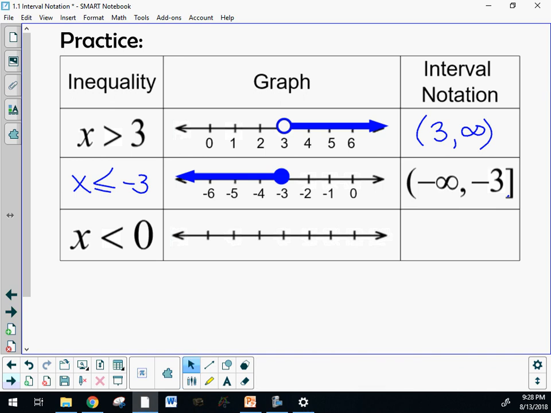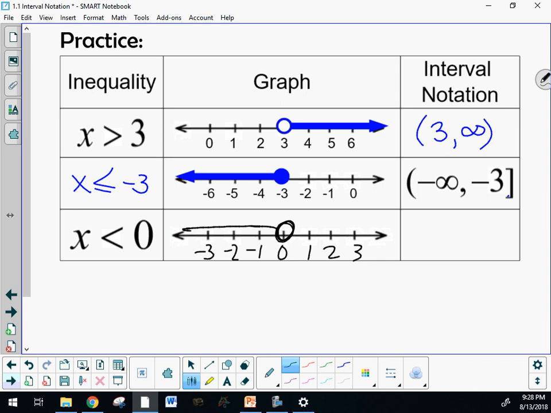This last one, x is less than 0. Label a couple values here. So this would have that boundary right here at 0. It's going to be an open circle because it does not include 0, and x is less than 0, so it's going to be all the values that are lower than 0. So if we write that in our interval notation, it would be from -infinity up to 0.